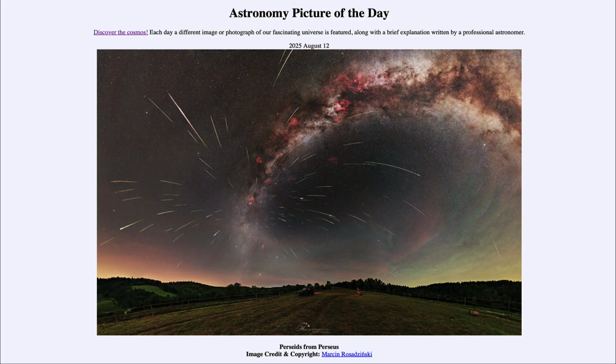So that was our picture of the day for August 12th of 2025. It was titled Perseids from Perseus.